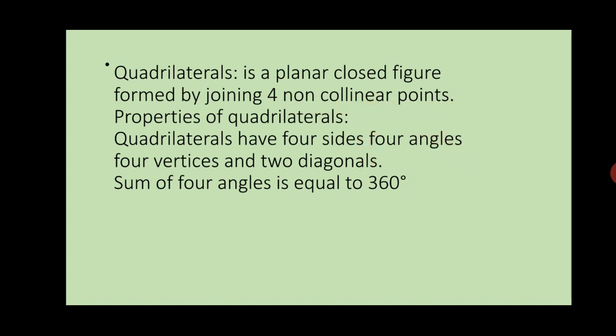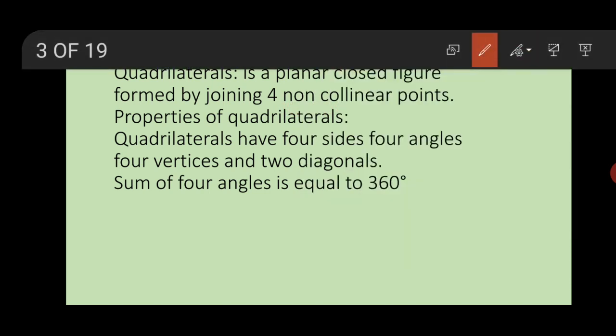So, take four non-collinear points A, B, C, D. Now join them: AB, BC, CD and AD. Then we will get a closed planar figure. This is known as a quadrilateral.